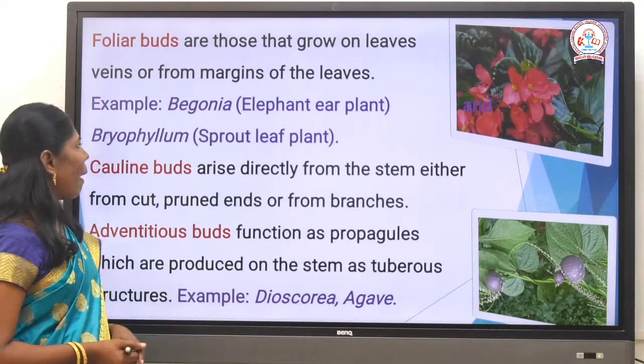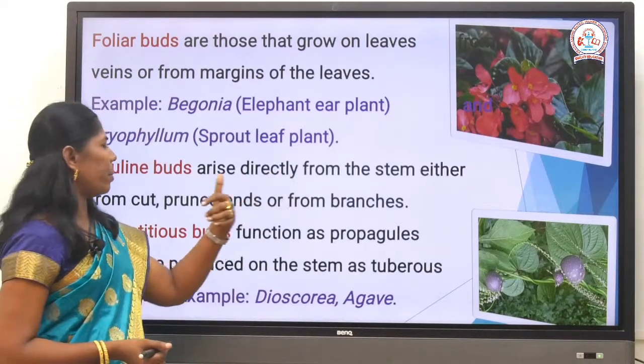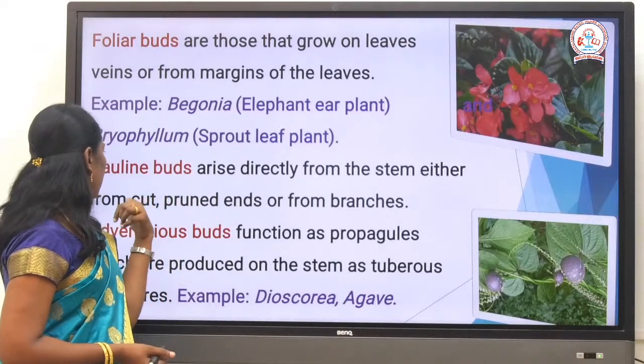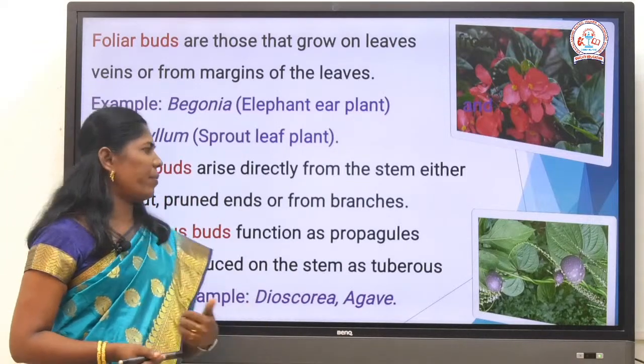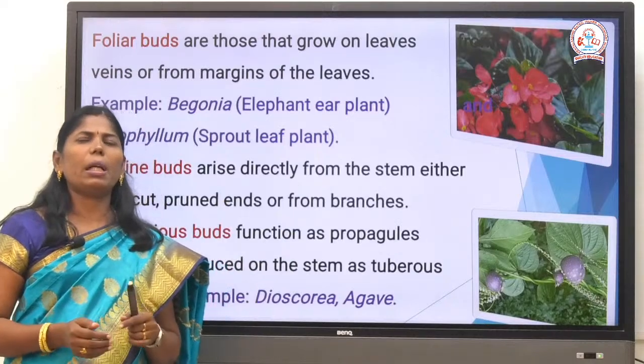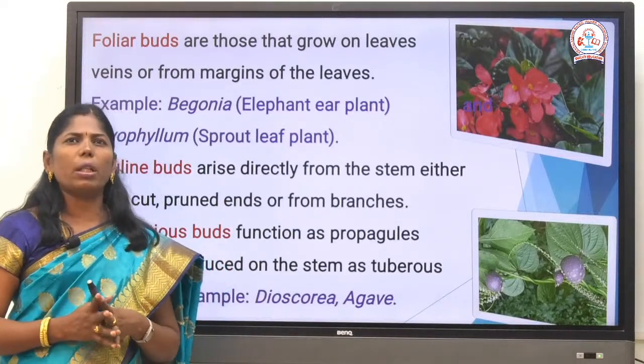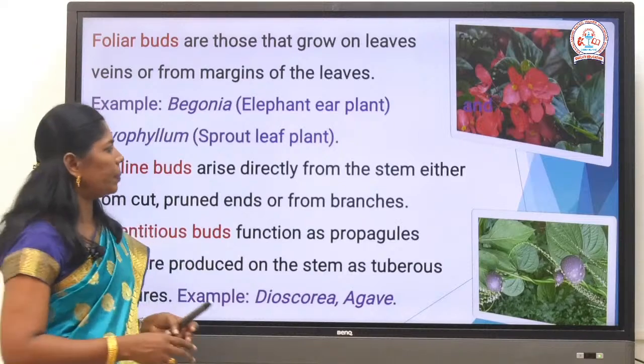Another one is the cauline buds. These arise directly from the stem, which we can see at the cut and broken ends of the branches. They do not come directly, but start from the branches; that is what we call cauline buds.